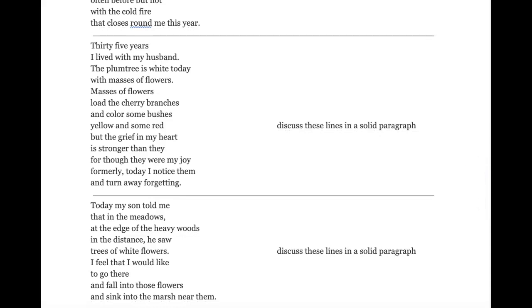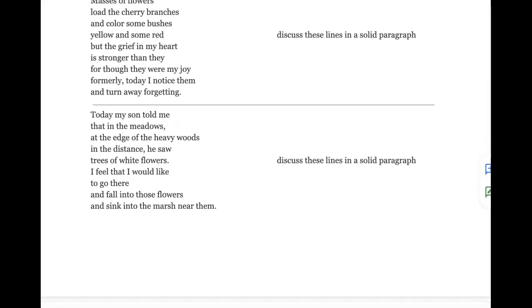35 years I lived with my husband. The plum tree is white today with masses of flowers. Masses of flowers load the cherry branches and color some bushes yellow and some red, but the grief in my heart is stronger than they. For though they were my joy formerly, today I notice them and turn away forgetting.